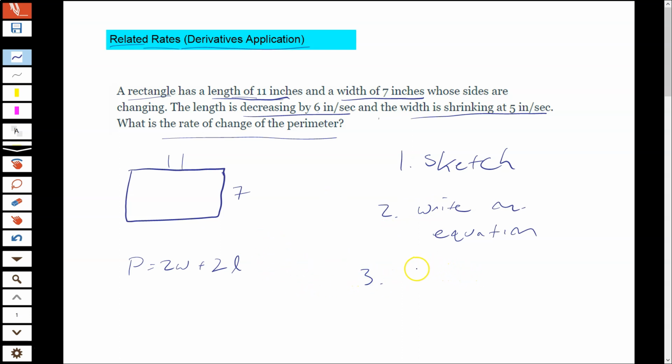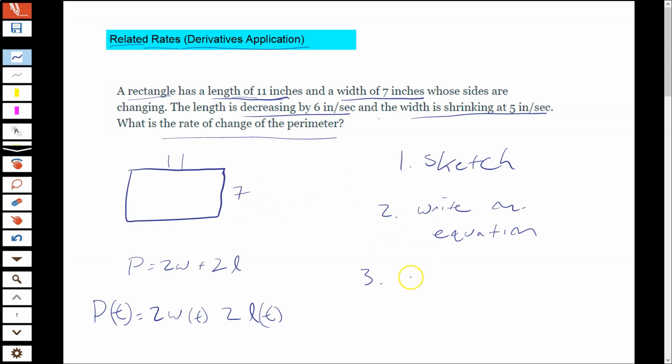Then, actually before I give you step 3, I'm going to rewrite this equation in an interesting way. Because our rectangle is changing over time, we can rewrite this as a bunch of functions. We can say perimeter is a function of time, width is a function of time, length is a function of time, right? So all these things are in flux. This rectangle is stretching out or shrinking, you can imagine that. So all of these things are a function of time.